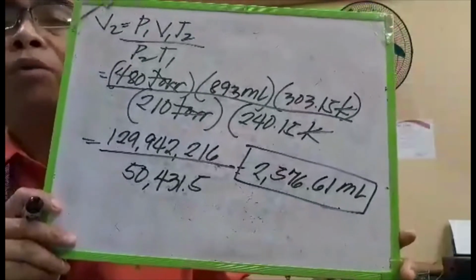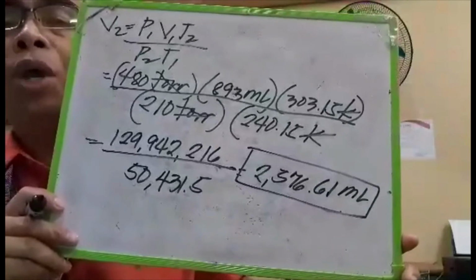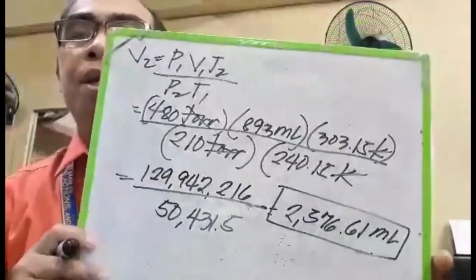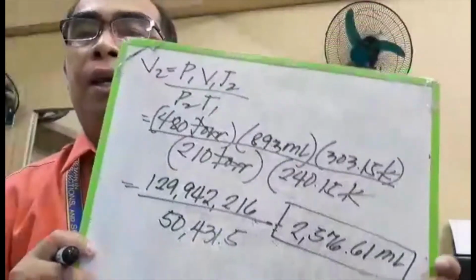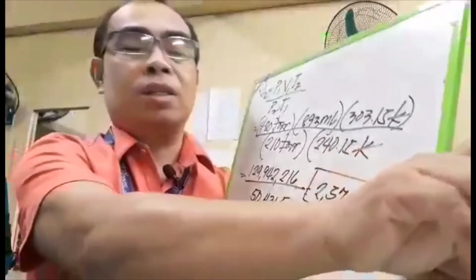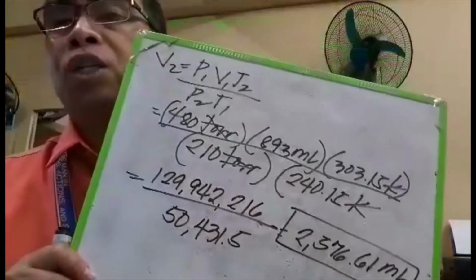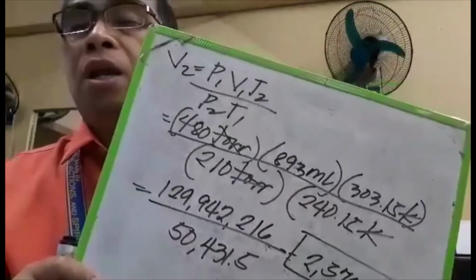If you're talking about the combined gas law, we are dealing with a bigger number. Our answer is quite large because, as I've told you, we are talking about the combined gas law. There's no such constant in this law. So that's for our combined gas law.